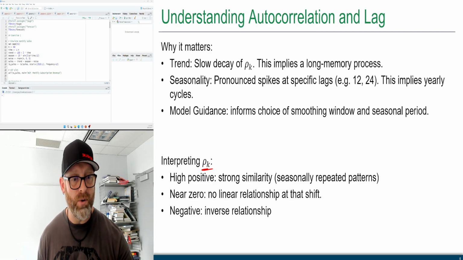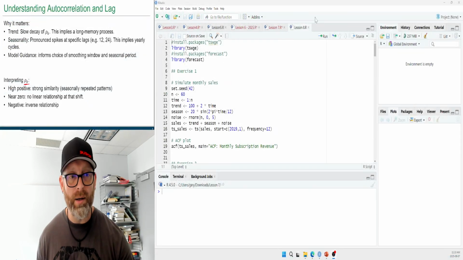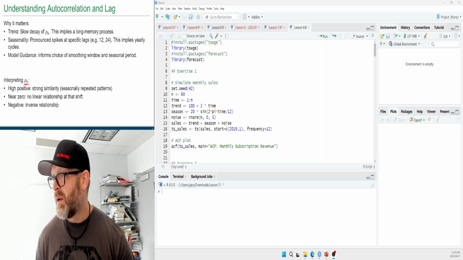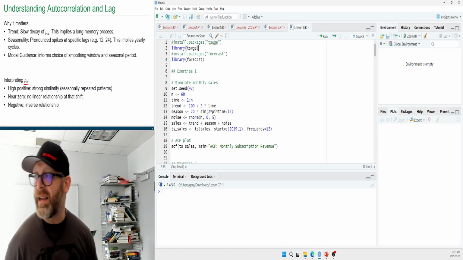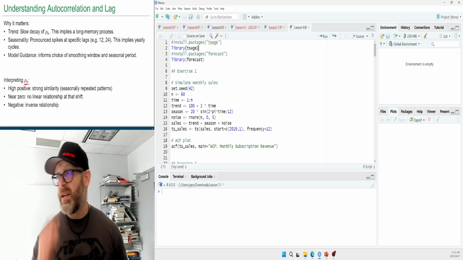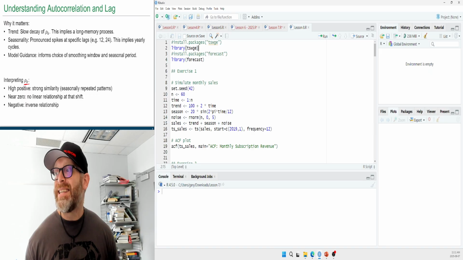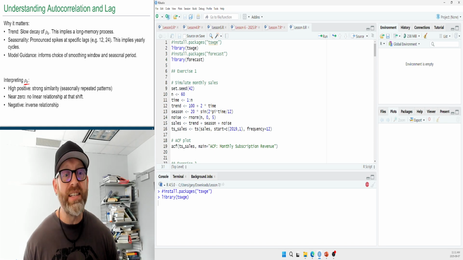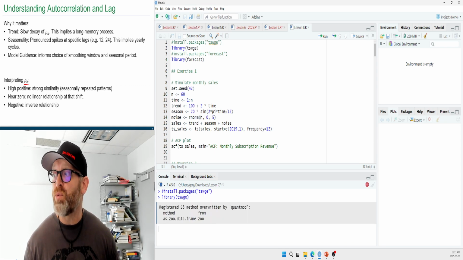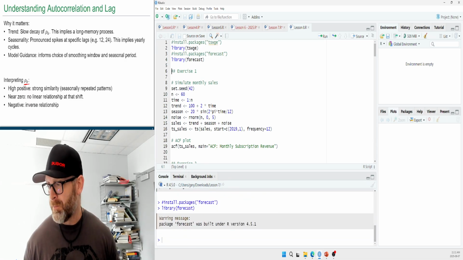Okay, so let me jump over to R. Here we go. So I need two packages. If you haven't installed them yet, this is on line 1 and 3. So just uncomment that out. It's the install.packages tswge and install.packages forecast. I believe I already have these installed in here, so I just need to load them from the library. So for me, I'm just running line 2 and line 4.